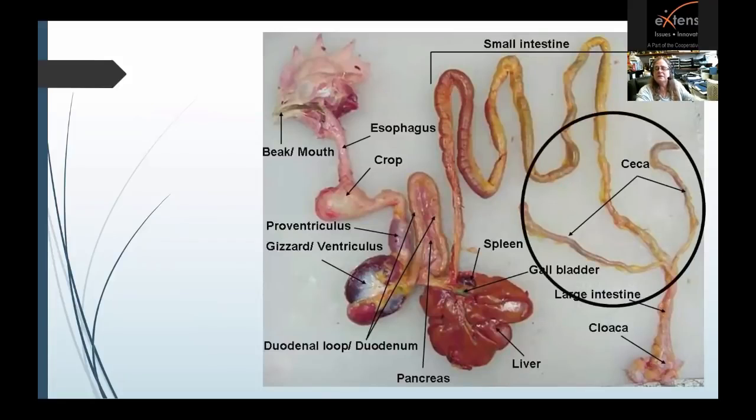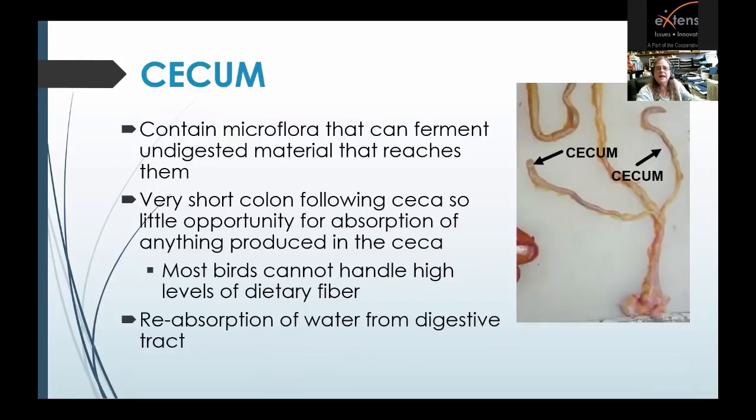From there, we get to the junction of the large and small intestine, where there are two blind end pouches called cecum, or ceca for plural form. And the ceca contain microflora, that is, they contain bacteria, they contain yeast, they contain fungi, and they can ferment any of the undigested material that reaches them.